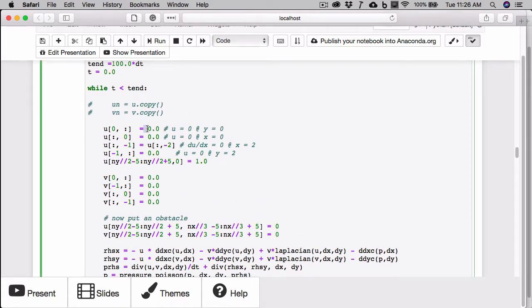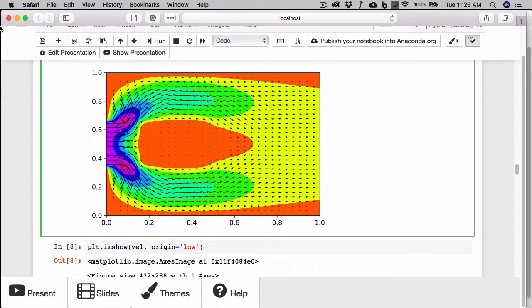And this is done this way, essentially. This is how I create the obstacle. I set the velocities within a range from ny over 2 minus 5 to ny over 2 plus 5, and from nx over 3, etc. So just put a square randomly somewhere, and make sure that you have an inlet over here. So everything is 0 except for the inlet velocity, which is 1, and you get this. Okay? Now, this is great, interesting, and fun. So now we can do primitive variables. And then the sky is the limit here, really.